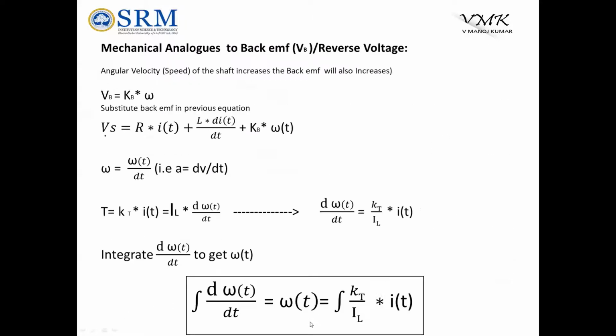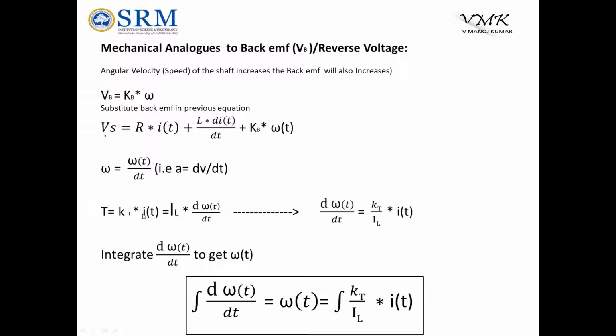Up to this you understood. Back EMF is produced whenever the speed increases, so VB is proportional to omega. The speed is proportional to my back EMF. Now I'm going to substitute this back EMF, KB into omega of t, in the previous equation. I already know the formula from my torque formula: KT into torque is equal to KT into I of t.